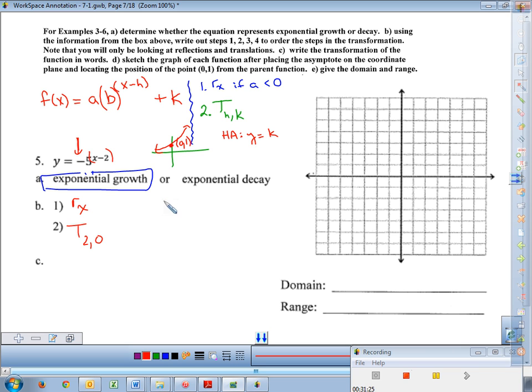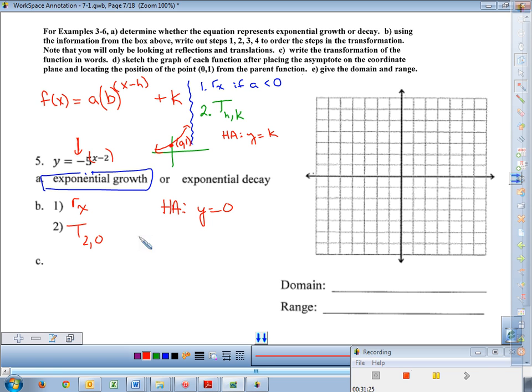Horizontal asymptote. Located at y equals 0. How come the asymptote's in the same place as it normally is? Why is that asymptote in the normal position? It didn't go up or down at all, right? It didn't move up or down, asymptote still stays there.